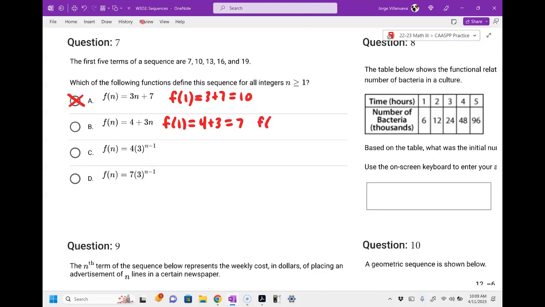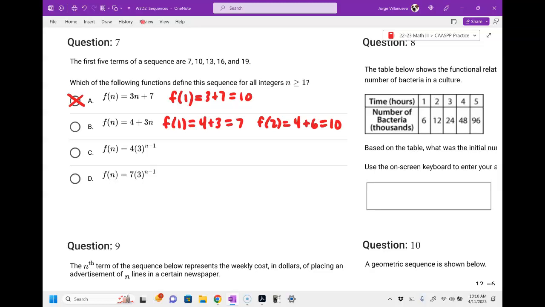What's F of 2? Well, that would be 4 plus 3 times 2, that's 6. That gives me 10. Is that good still? Yeah. So, moment of truth. Going to plug in 3. And if I get 13, then I'm good.